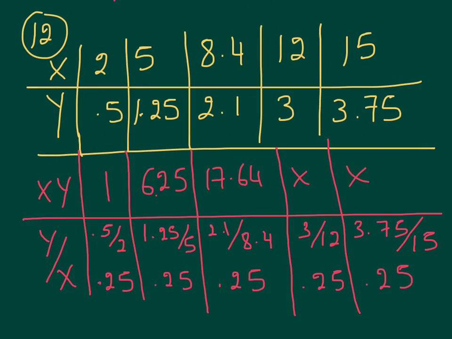Okay, number 12, as you can see, I did all the work. I took the table and multiplied every x by y, and the first one was 1. The second one didn't compare. It's not the same, and the next one is not the same. So I knew I didn't want to continue. It is not inverse. On the y divided by x, I started dividing every y by every x, and I got the same exact constant of variation. That tells me that this variation is direct.